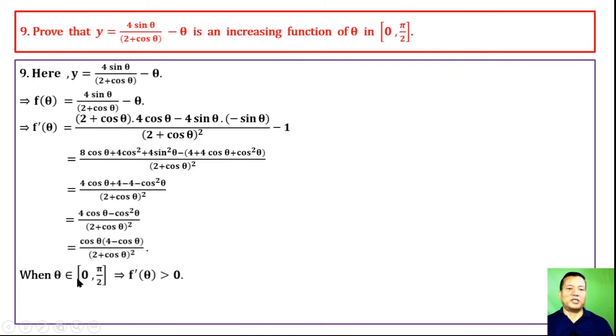When theta belongs to the closed interval 0 to pi by 2, it means an acute angle, the sign of f dash theta is always positive. This is positive, this is also positive, minus cos theta is also positive, cos theta is also positive. Product or quotient of positives is again positive. The sign of f dash theta is greater than 0. Therefore, f of theta is increasing in the closed interval 0 to pi by 2.